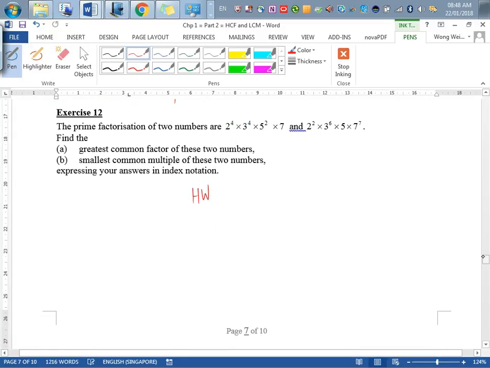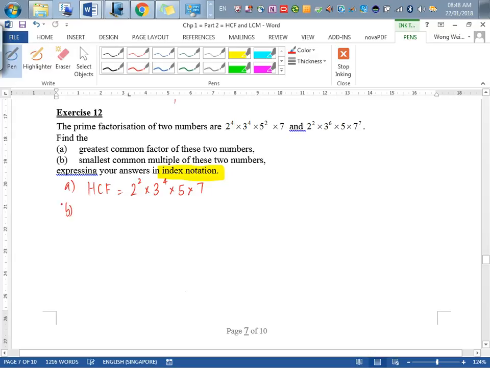Now exercise 12, similar type of question. Part A, HCF. Between the two of them will be common, take out all the common factors. So we have 2 square times 3 to the power of 4 times 5 times 7. Okay, and we have to express our answers in index notation. So I do not need to evaluate. This is my final answer. Okay?